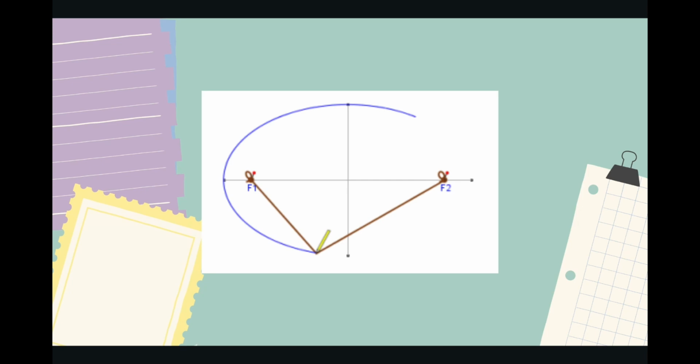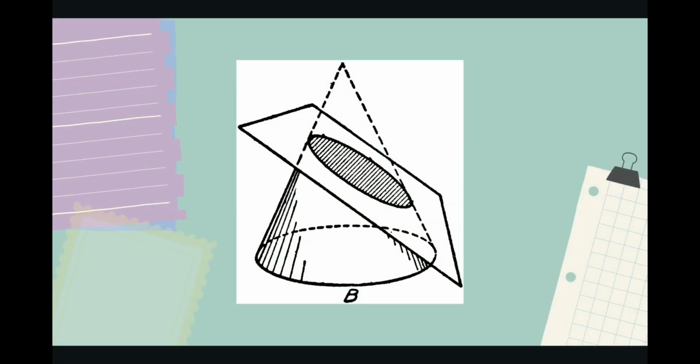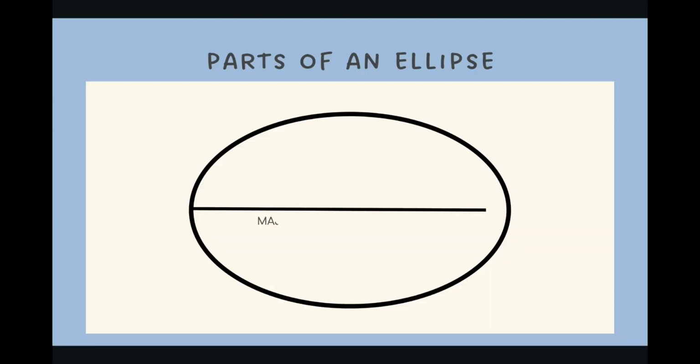An ellipse is a regular oval shape traced by a point moving in a plane so that the sum of its distances from two other points, the foci, is constant, or resulting when a cone is cut by an oblique plane which does not intersect the base. The line along the longest diameter of an ellipse is called the major axis, while the line along the smallest diameter is the minor axis. They intersect at the center of the ellipse.